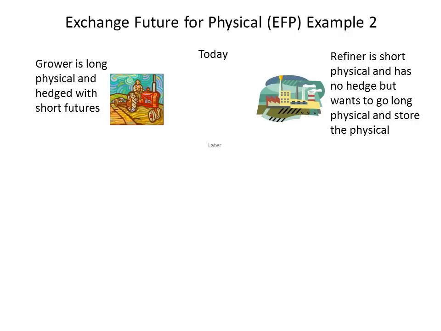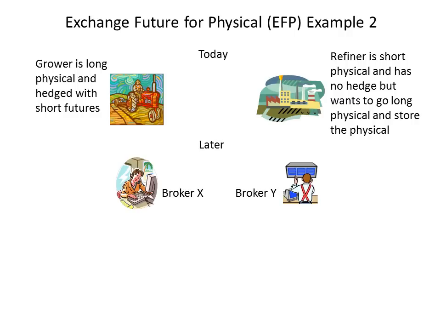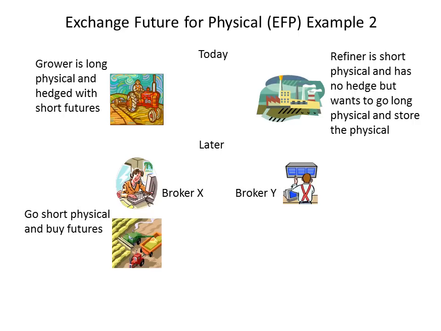So again, what can happen is that later on, the two participants via their brokers arrange a transaction where they can do both physical legs and futures transactions at the same time. So in this example, the farmer will go short of the physical and buy futures to close out their original short futures position, and the refiner will go long of the physical and sell futures.